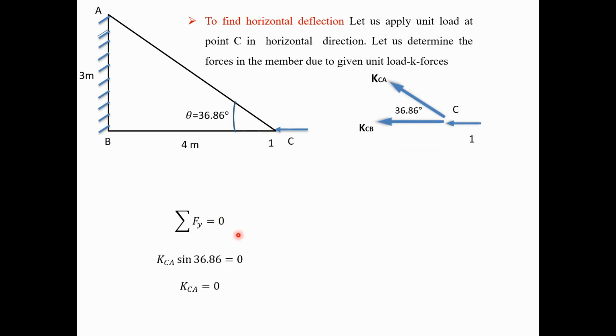So summation Fy is equal to 0 for this FBD. So it will be equal to KCA sin 36.86 is equal to 0, which then gives KCA to be 0. And the second condition is summation Fx is equal to 0. So minus KCA cos 36.86 minus KCB, and this minus 1 is equal to 0. So KCB comes to be minus 1 kilonewton. Again, minus indicates that our assumed nature for KCB is wrong. We assumed it tensile in nature, but we got the negative sign. It means that KCB is compression in nature.